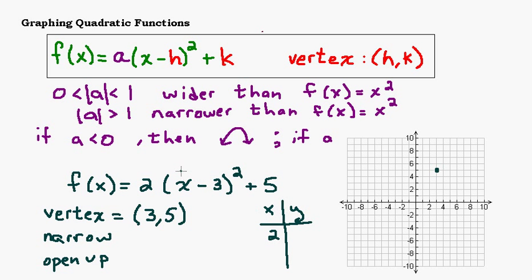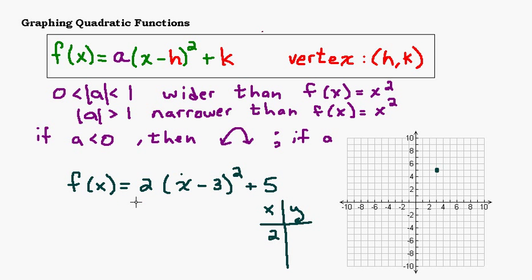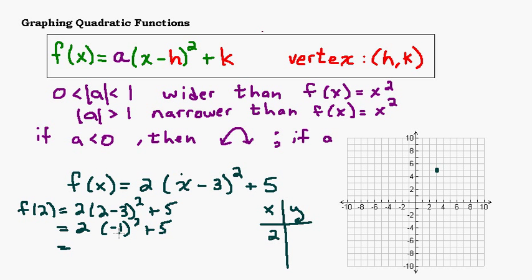Okay, so now I've got to plug 2 in for x right here. I'm kind of running out of space. Let me erase this stuff right here because we've got our vertex plotted. We know it's going to be narrow and open up. So f of 2 is going to be 2 times (2 minus 3) squared plus 5. Order of operations, I get negative 1 squared plus 5. Negative 1 squared is 1, so 2 times 1 plus 5 is 2 plus 5, which is 7. So over 2, up 7.